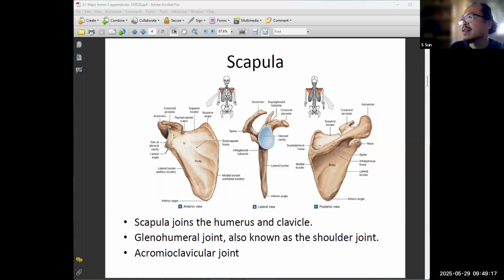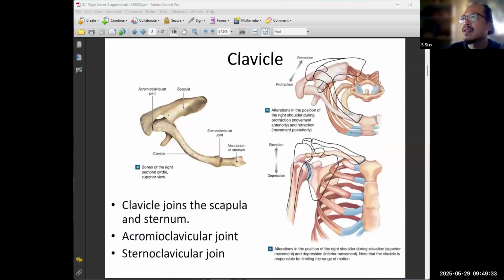If you look at the back, you see there is a spine on the back of our scapula. At the end here is the acromion process, and the clavicle attaches to that. This joint is called the acromioclavicular joint.